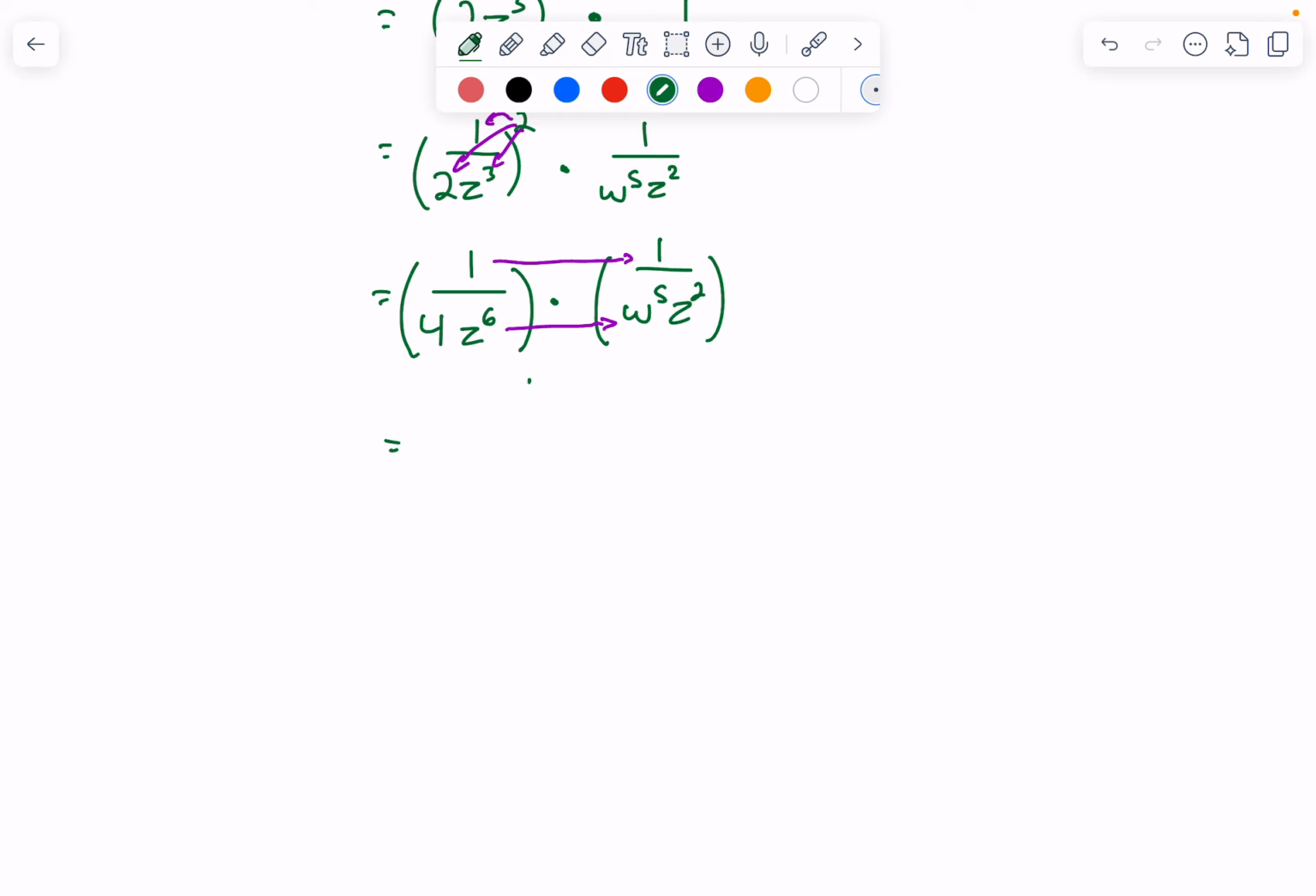So we get 1 over, and then just cleaning it up, we have 4w^5, and then those z's, they add up, and you get z^8. And that's your final answer.